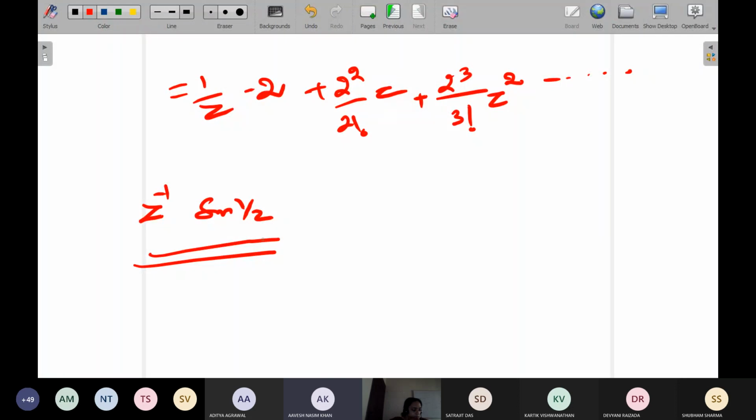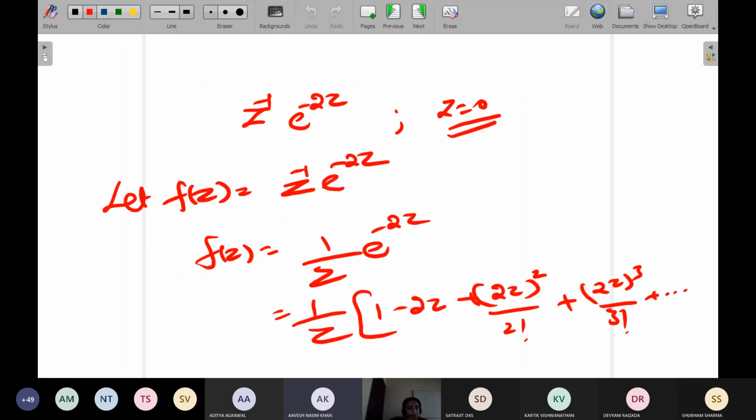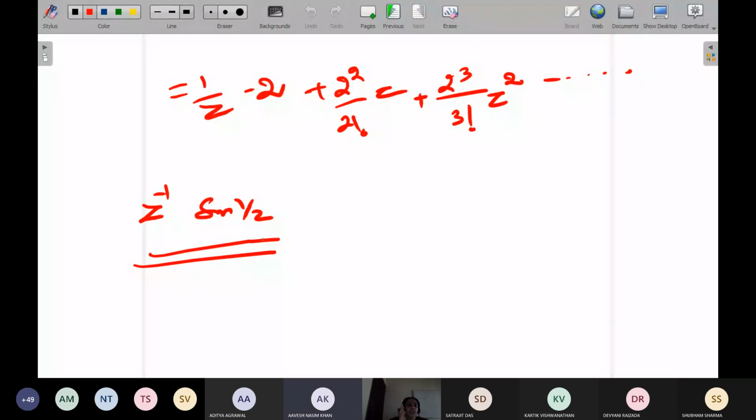In the previous question, the series is expanded about the point z is equal to 0, right? Yes, z is equals to 0 only. You can write it as z minus 0. What's the answer for this? Z power minus 1 into sine of 1 by z.